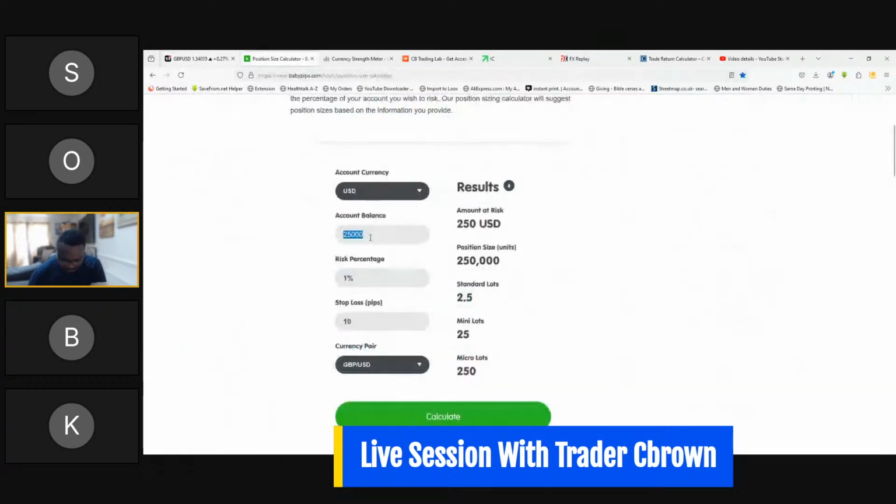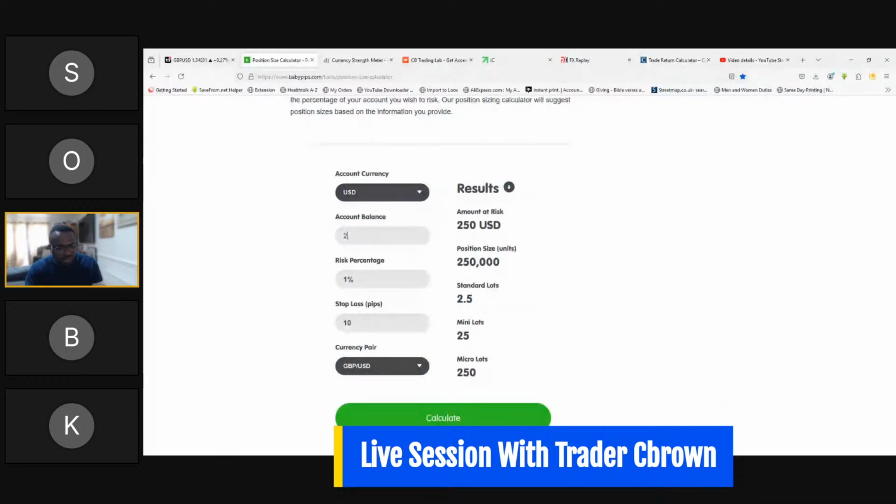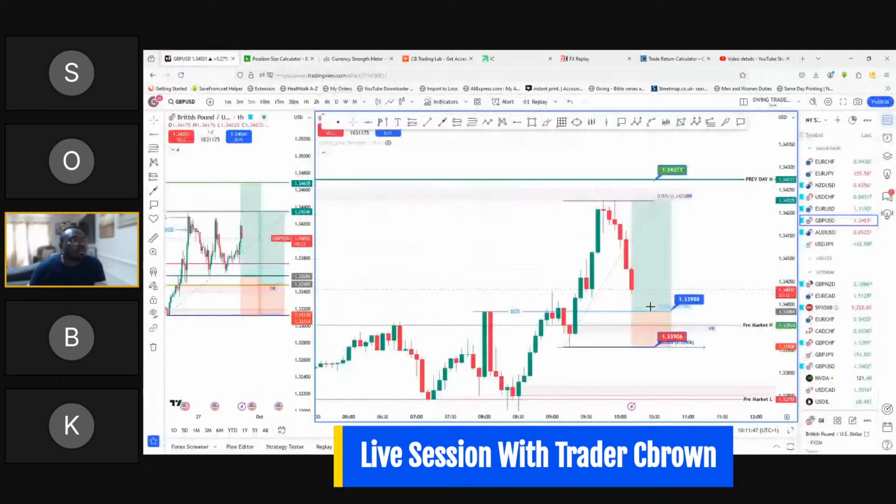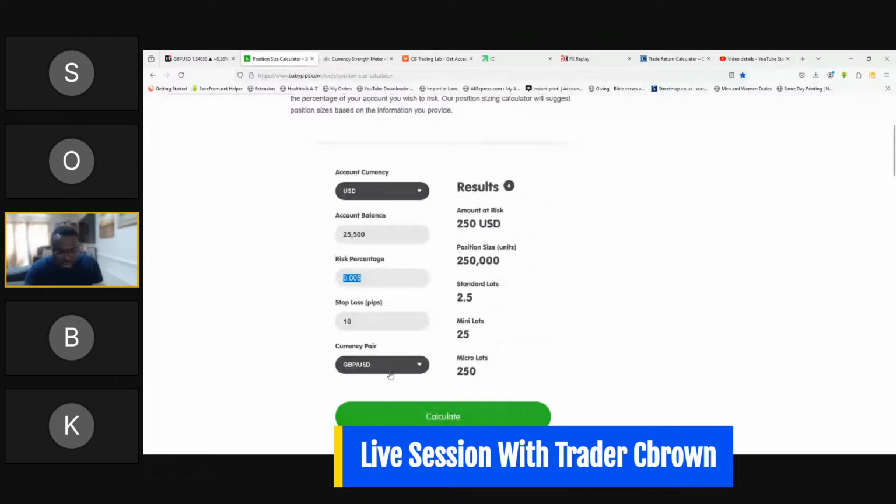I have 2025 500 now. So risk 0.5. And what's the stop loss like? 7 pips. Listen, I might not take this trade because I'm done for the day. I'm very conscious of that as well. So let's make it 8 pips. You can risk 1.55, 1.5 here. And watch out for this price.